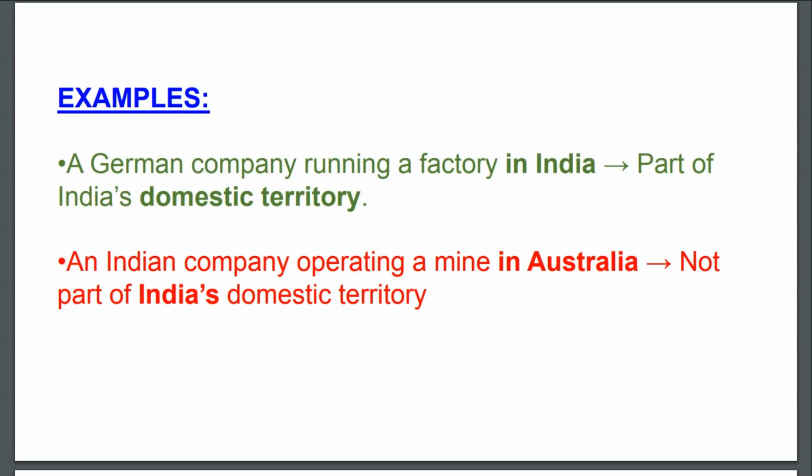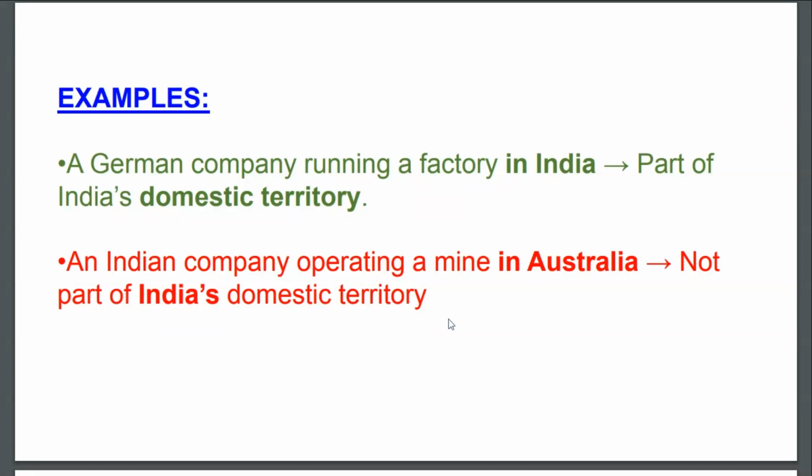Say, for example, we have a lot of pharmaceutical companies running in the African continent like Congo, Zimbabwe, Namibia, South Africa, which are owned by Indian manufacturers. But the manufacturing activity is happening there in the African continent itself. Therefore, despite the fact that they are owned by Indian residents, the manufacturing activity adds value to their respective domestic territory, therefore they will not be part of our domestic territory. Here, an example: an Indian company operates a mine in Australia, not part of the domestic territory of India.